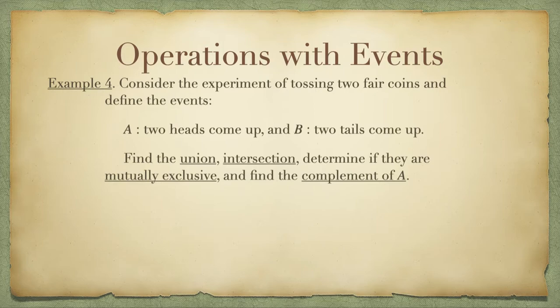And here we have ended up in the last video about this example number 4. That is, we have been in the operations with integers, and we're going to answer this exercise here. So the rationalization. Consider the experiment, let me read it again, of tossing two fair coins and define the events. We have event A that talks about two heads coming up and B, two tails come up. What we are tasked to do is to find the union, the intersection. We're going to determine if they are mutually exclusive and find the complement of event A.